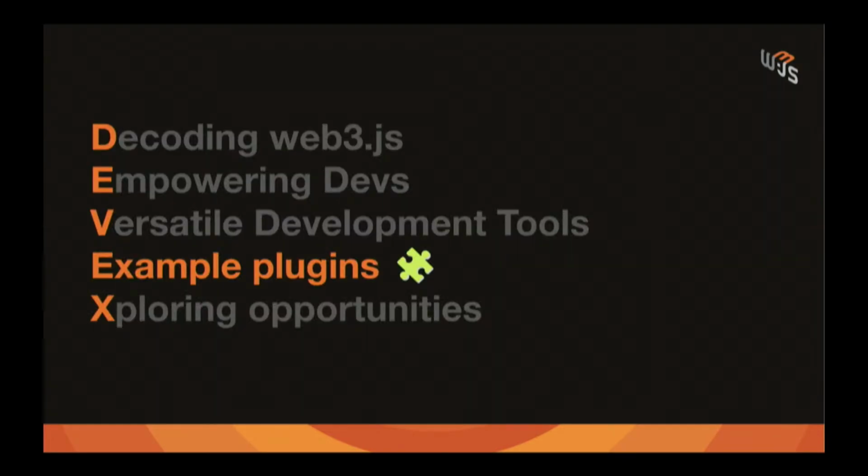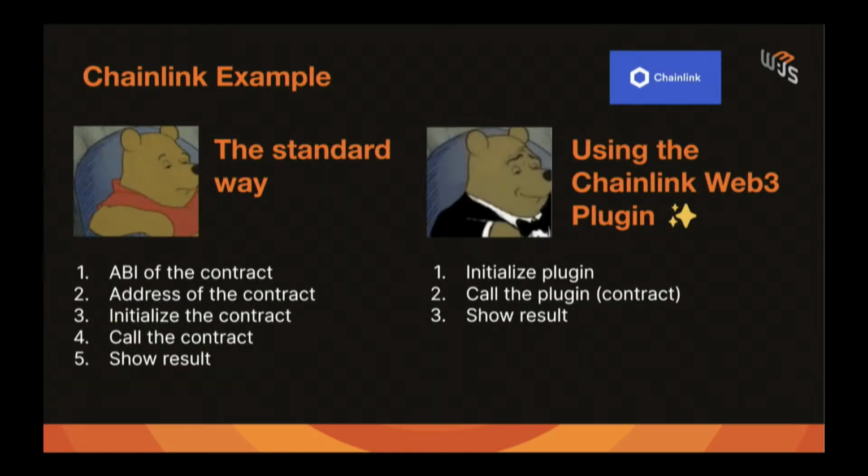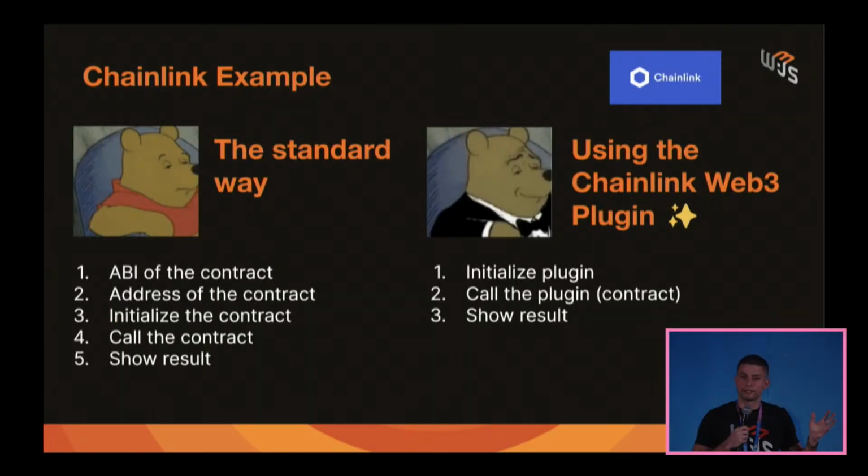Now let's see some examples of plugins. The first one is the Chainlink Data Feeds plugin. So for those who don't know what Chainlink Data Feeds is, Chainlink Data Feeds is basically a bunch of contracts on chain that allows you to retrieve the price of a specific pair. So if you want to know the price of Bitcoin, you can call the contract that has the BTC USD price, and then it will retrieve the Bitcoin price in USD.